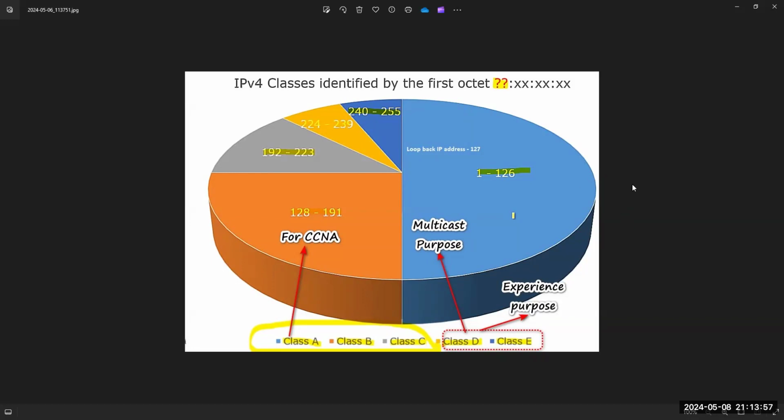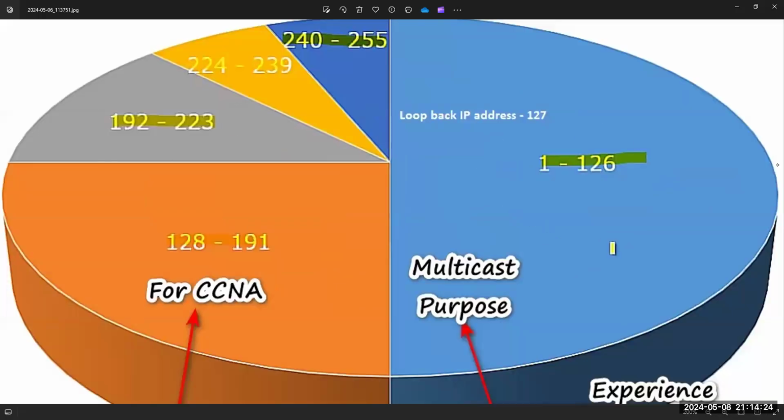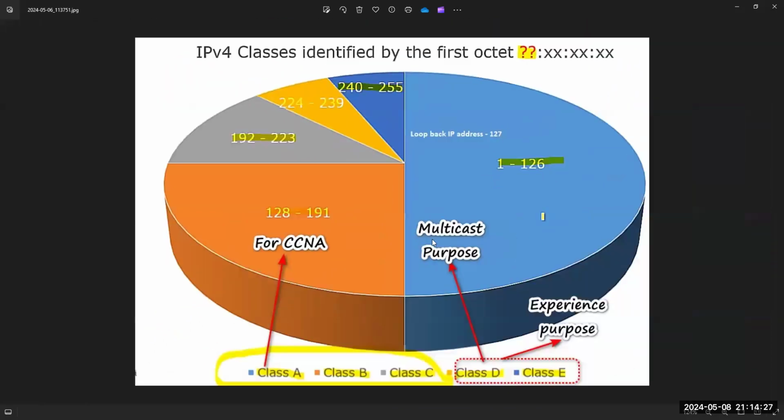So thanks for joining in. Now, let us revise a little bit. Class A, class B and class C, which we saw. Class A is 1 to 126. Class B is 128 to 191. And then class C is 192 to 223. And then afterwards, class D and class E.